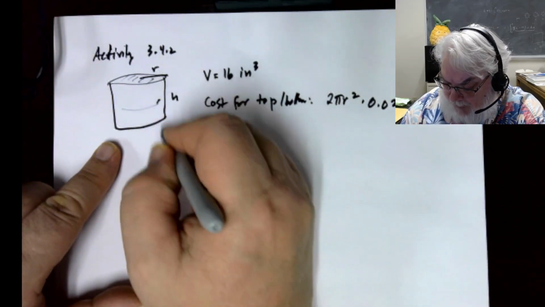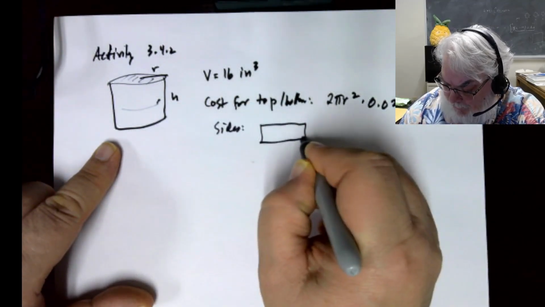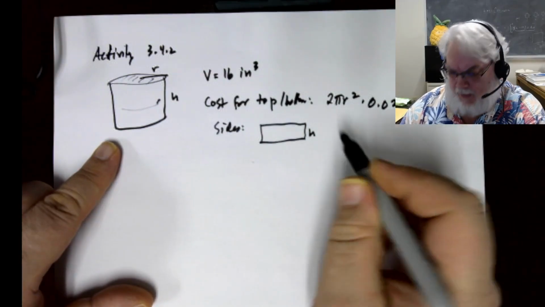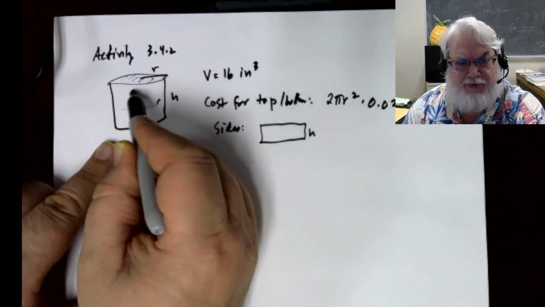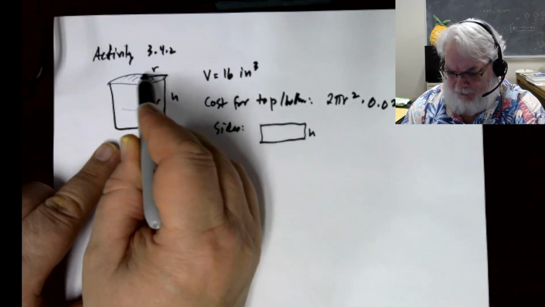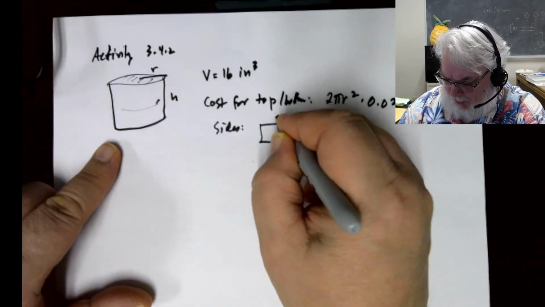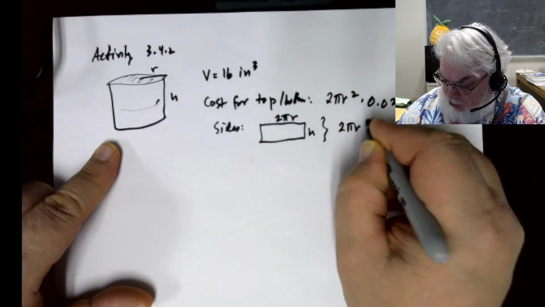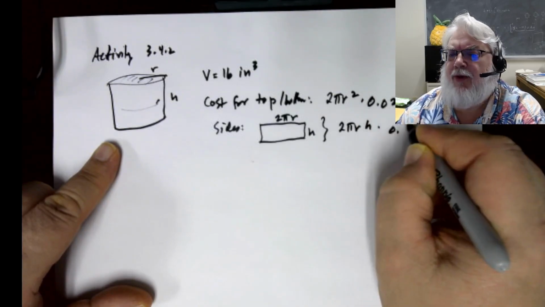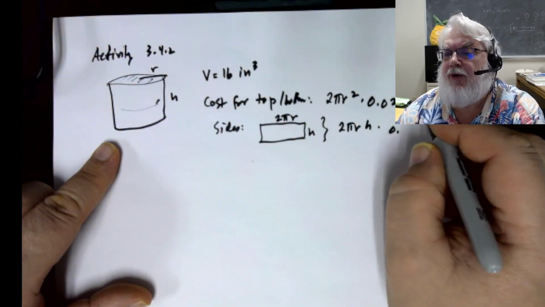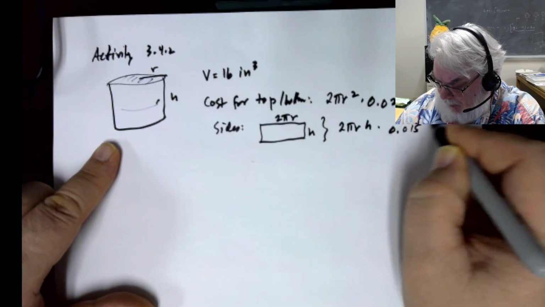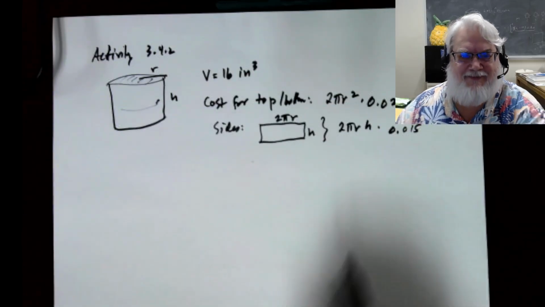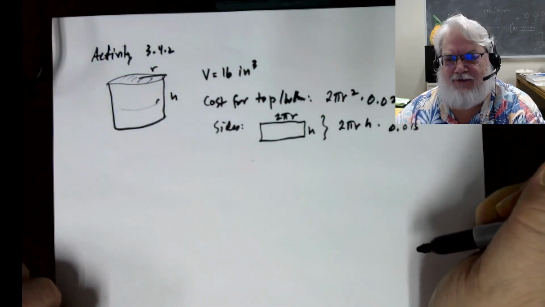Okay, the sides, right? If you were to cut this can open and unroll it, it would have height h, and then what would the length be? The length would be the circumference of the can, and a circumference with radius r is 2 pi r. So the area here is 2 pi r h, and we're told it costs $0.015 per square inch. Now if you add those two together, you should get the full cost.